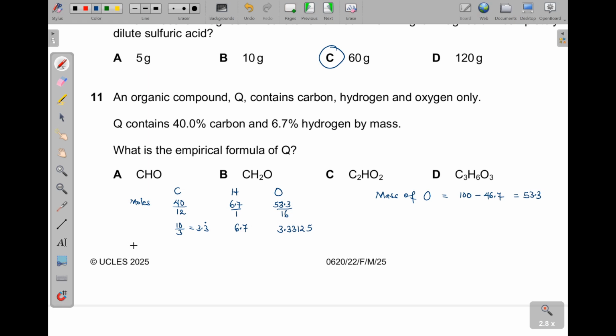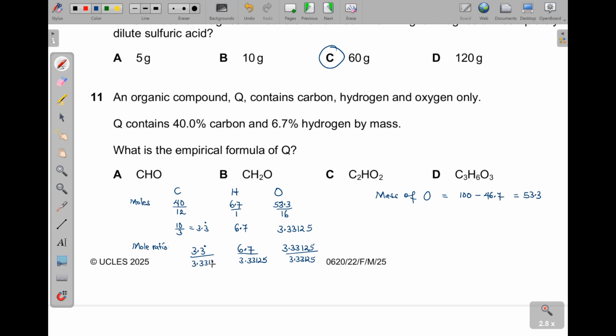3.33125. Then we shall find the mole ratio. You get the smallest and divide it all through. This is 3.33125. This is 3.3 recurring. So the smallest is this one here. We shall have 3.33125 divided by 3.33125. And then here 6.7 over 3.33125. And then 3.3 recurring divided by 3.33125.